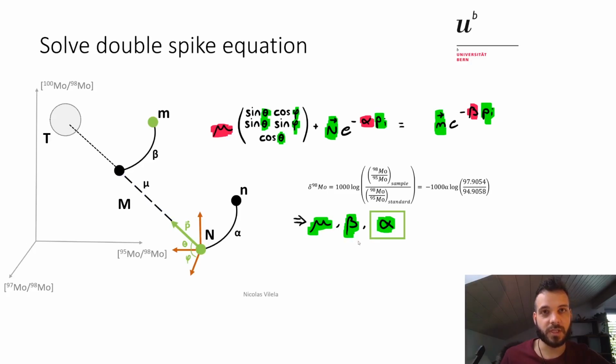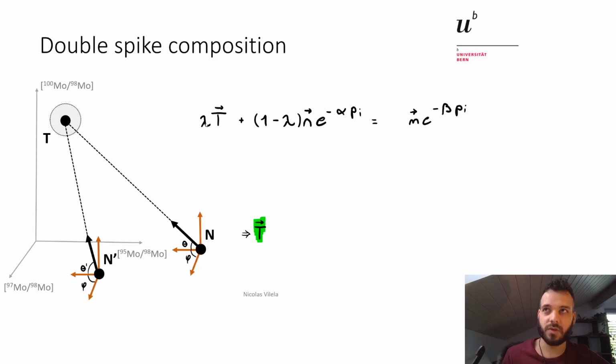Now solving this equation will give us our alpha value, which then gives us our delta value, which we can publish. If you want to use the initial double spike composition, you can perform a second calibration towards a standard with a different isotopic composition. And using both unit vectors, you should be able to get the actual double spike composition, which then lets you solve this equation.